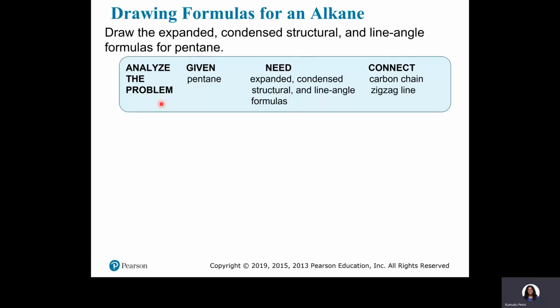Okay, let's analyze the problem. Do we know the molecule that we are going to draw the structure? Yes, it is given. It is pentane. So what do we need to draw? We need to draw the expanded structure, the condensed structure, and the line angle formula for pentane. For the expanded and the condensed structural formulas, we need the carbon chain, and for the line angle formula, we are going to draw the carbon chain in the form of a zigzag line.